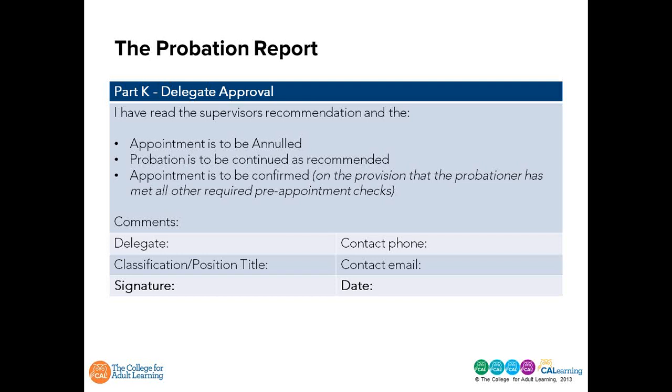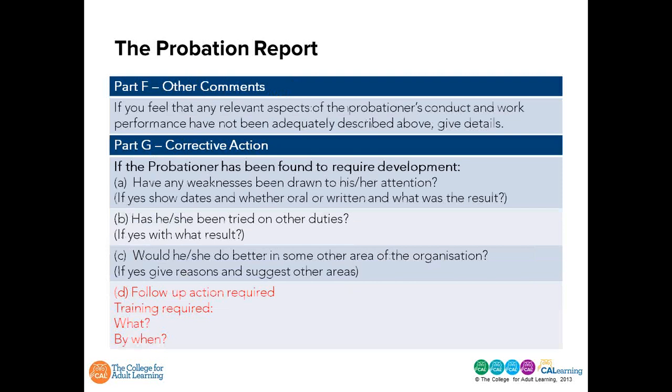Perhaps the one thing I would change on this form is under the section for corrective action, point D, where I would add another option for training required, and I'd add a space to nominate what and by when. But you can see that the simplicity of this form makes it very easy to change to suit the specific needs of your organisations, as well as any specific or mandatory requirements on the job. It's certainly a very good starting point.